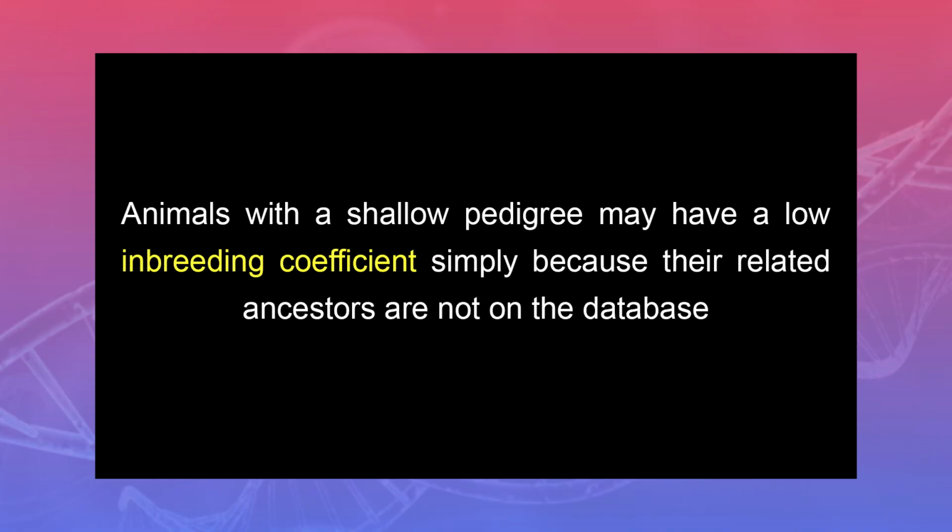One limitation on calculating inbreeding coefficients is the depth of pedigrees available. Animals with a shallow pedigree may have a low inbreeding coefficient simply because their related ancestors are not on the database. Therefore, inbreeding can arise in populations either as a result of various mechanisms that affect the mating system or from restrictions in actual or effective population size.